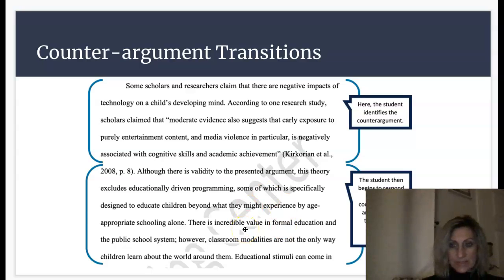Hope this helps. These two slides are on Schoology, and please make sure that you try to integrate them into your essays today as you're wrapping them up.